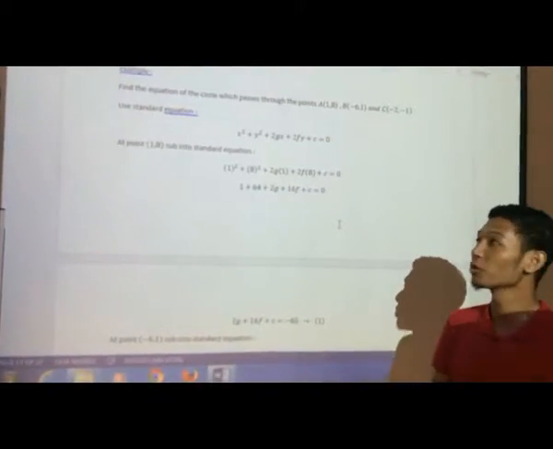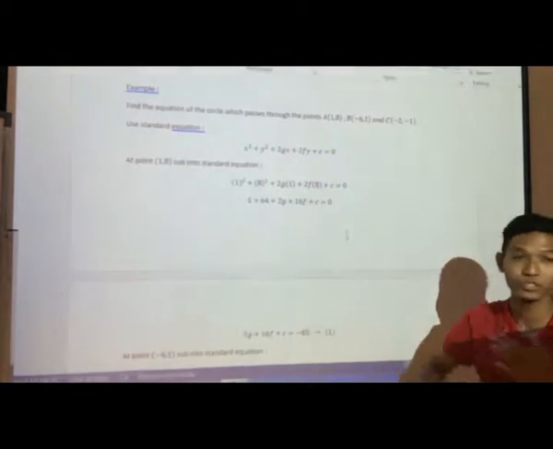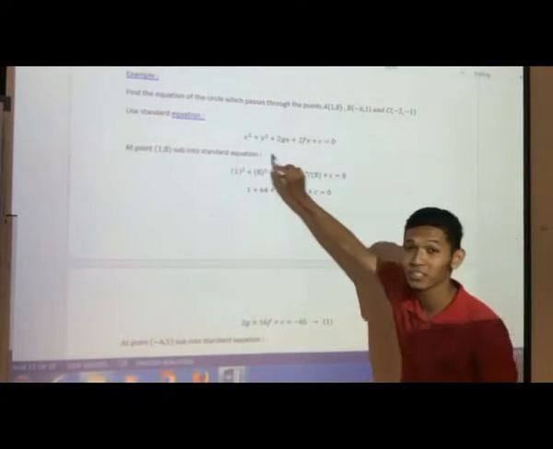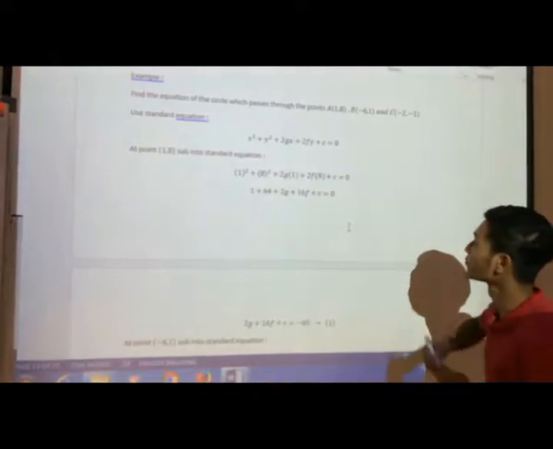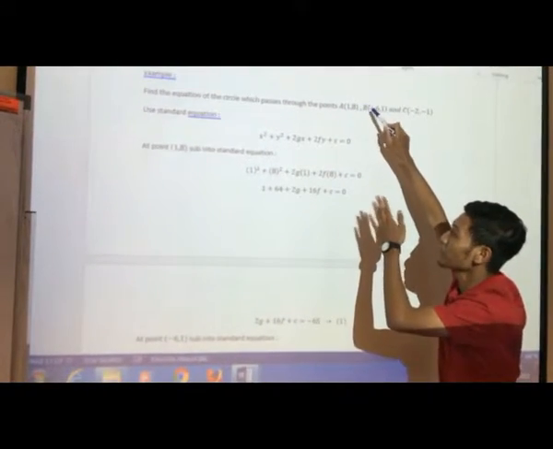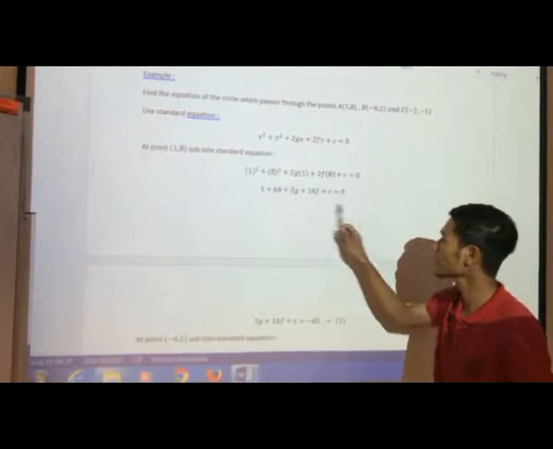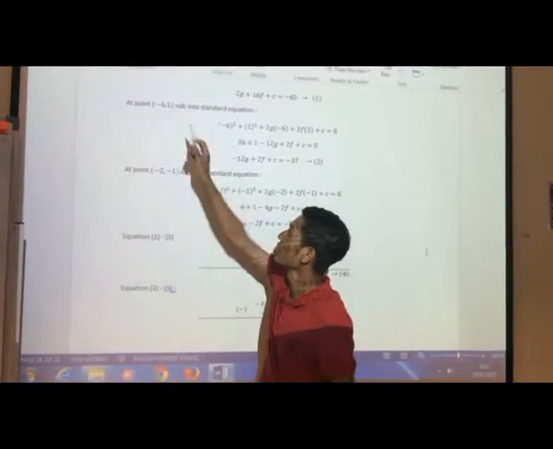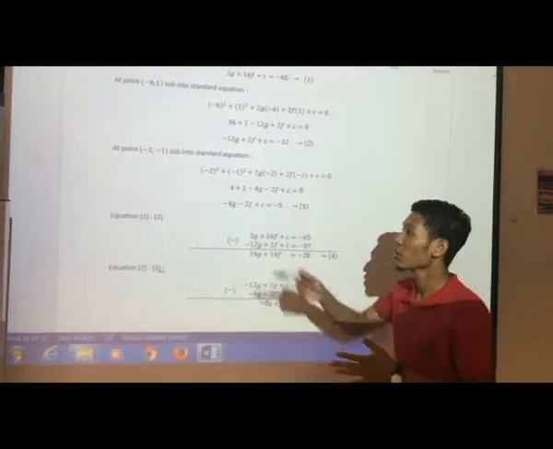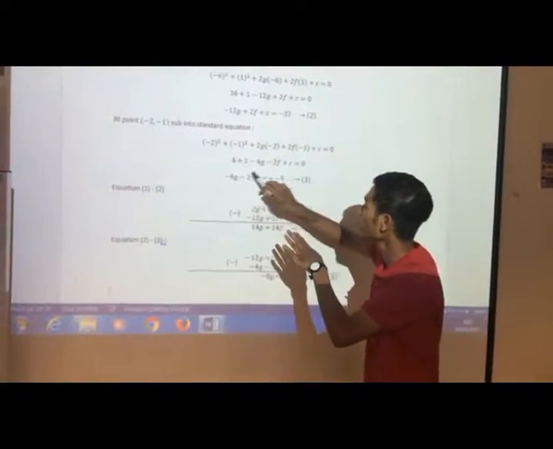Okay, this is an example about the equation of a circle. Find the equation of the circle which passes through the points A, B, and C. This is the general equation of the circle. We substitute point A into the equation and we get the first equation. We substitute point B into the general equation and we get the second equation. Next, point C: we substitute it also in the general form, so we get the third equation.